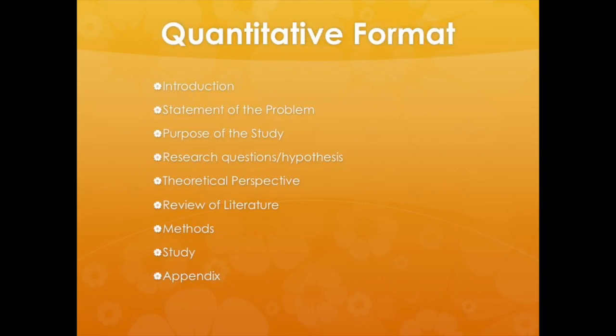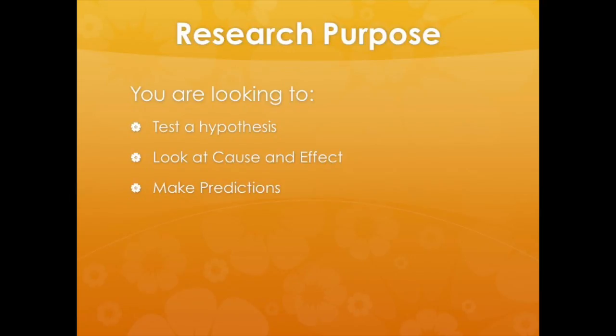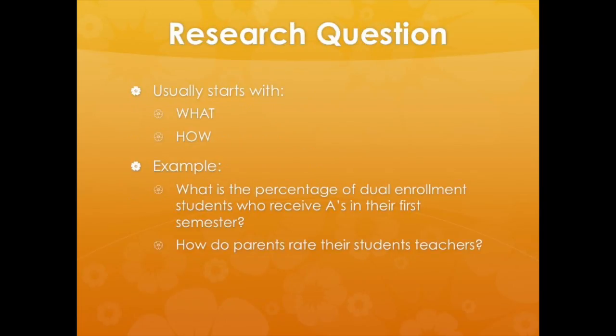So when creating your research paper, you're going to follow this format. You're going to have your introduction, then you're going to have a statement of the problem. You're going to have the purpose of the study, the research questions or hypothesis, not to mention the theoretical perspective. Then you're going to have a review of literature. Then you're going to do the methods. Then you'll finish it off with the study. And of course, you have to have an appendix. So let's look at the research purpose. When you're creating a research purpose, you're looking to either test the hypothesis, look at cause and effect, or make predictions.